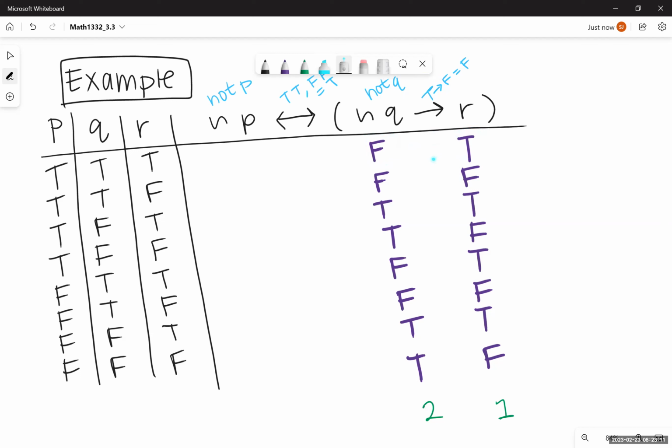True, true, true, true, true, true, true, false. That very last one ends up being false because this is the only one. Remember, here's my little hint. Whenever I do this column, I'm looking for starting at T and going to F.